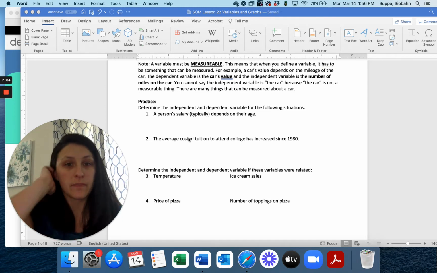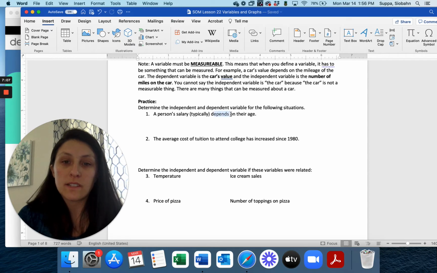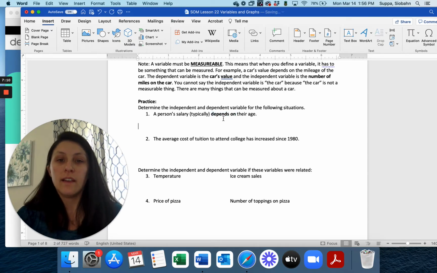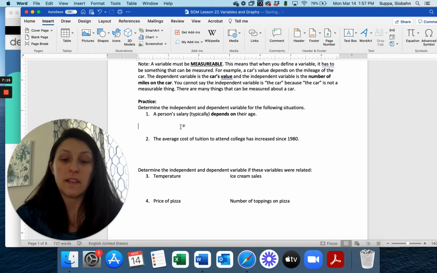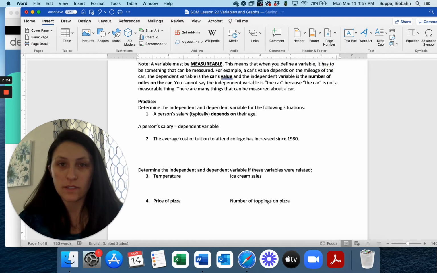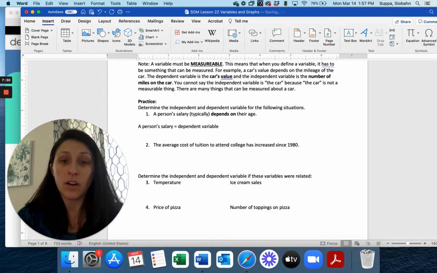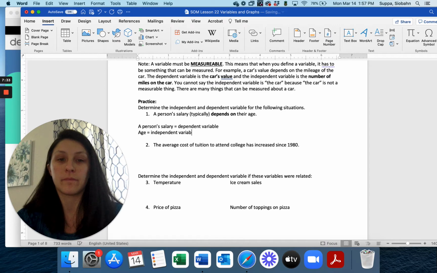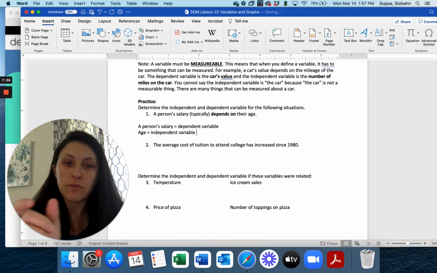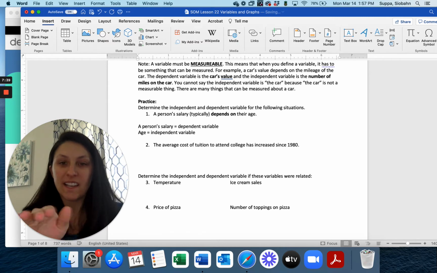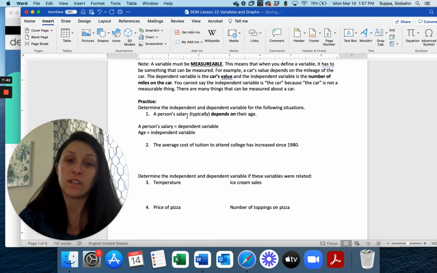Now the keywords here help you. This depends on right here, if I bold that, those are keywords. A person's salary depends on their age. That means that a person's salary is the dependent variable. And you can hear it because of the way the sentence is worded. We just said the salary depends on, and whatever it depends on is the independent variable. So it's easier when you can find that relationship and state it in some way that shows you which variable depends on the other. Why don't you try number 2?